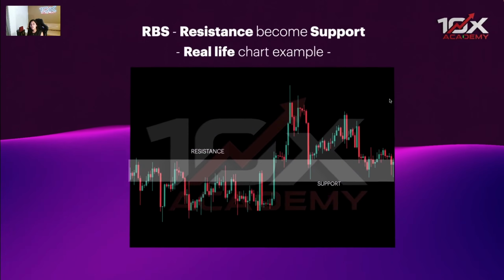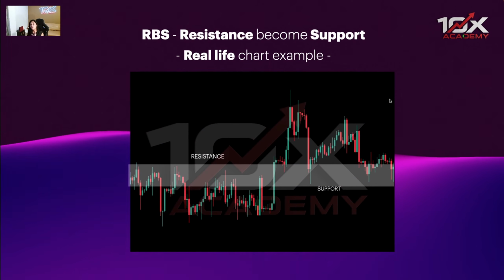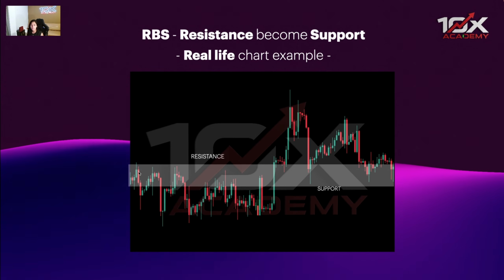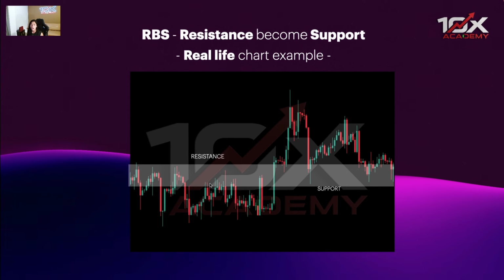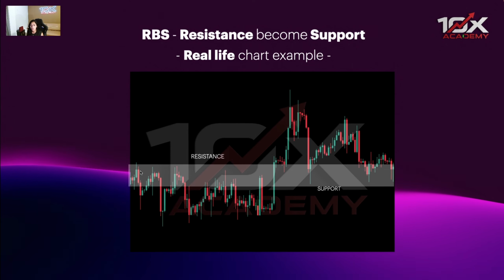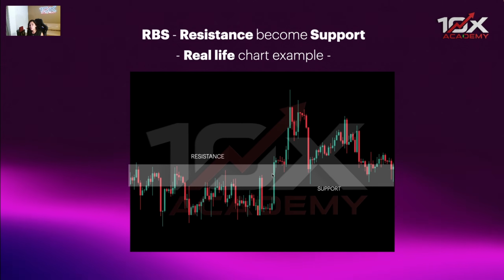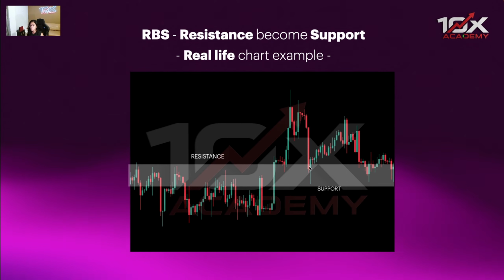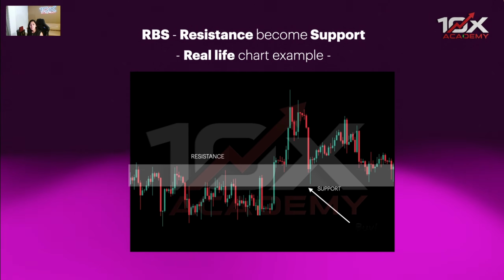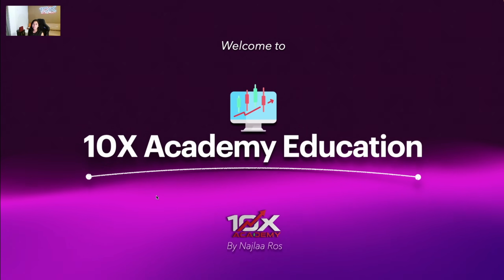Now let me show you resistance becomes support on a real life chart. As you can see, this is a very significant resistance level. Price touched 1, 2, 3, 4, 5, and suddenly price did a breakout right here and a pullback. What happened here? Once price did a breakout and a pullback, that has turned into our new support level. This is how we determine resistance becomes support, and we look for opportunities to buy at resistance becomes support. That is all for today's chapter.